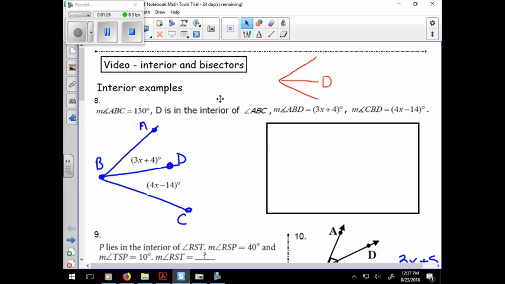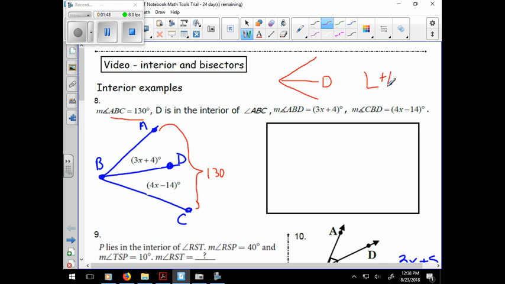Now before I go any further, I did miss this. I forgot to label this. The whole ABC is 130. And that's the whole. I'm going to put one of these guys here. I like the all-inclusive symbol. And once again, it's little plus little equals big. We're always using this equation.